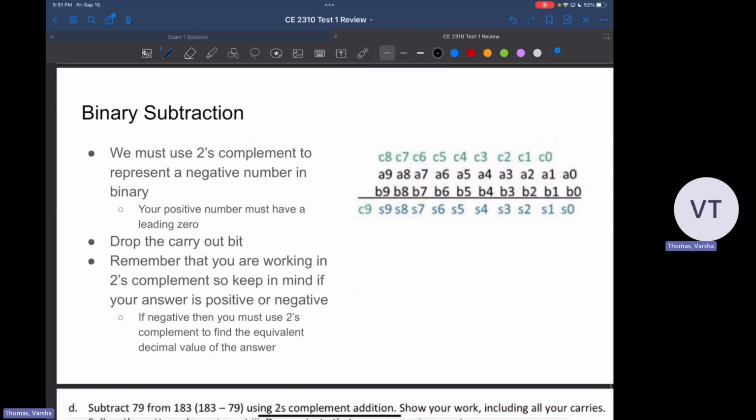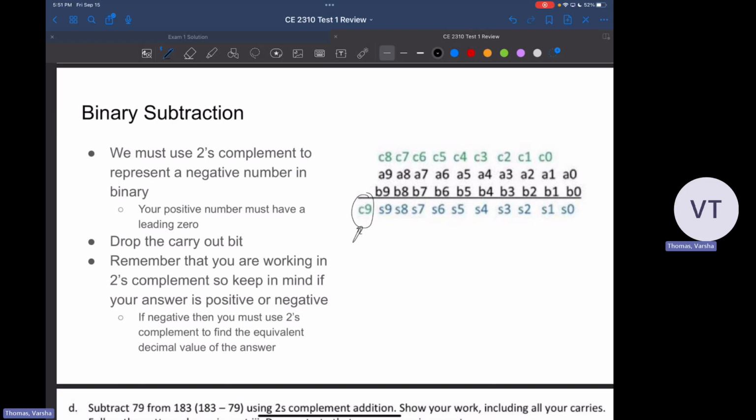Subtraction. Subtraction is kind of the same way, except transform the second number into negative and then add as usual. In this case, your carry-out bit you will have to discard, and if you're ever confused about that, just at the end, change your answer into decimal, and if it doesn't get you the right answer, then it's probably because of this little dude right here.